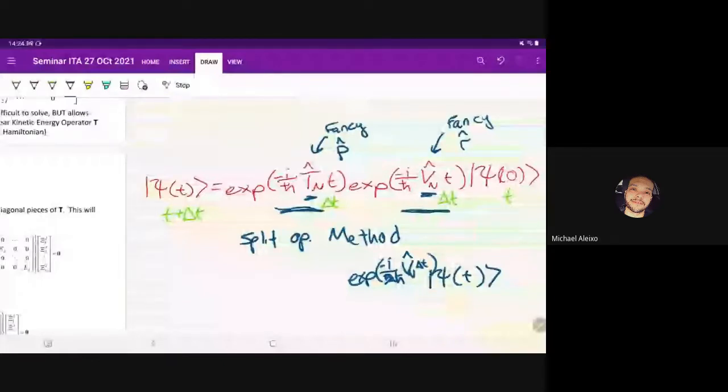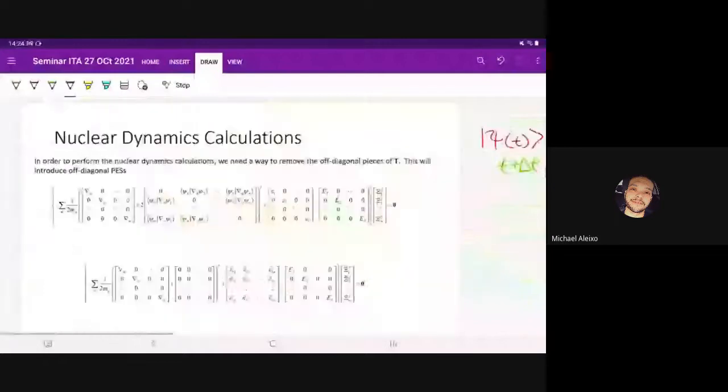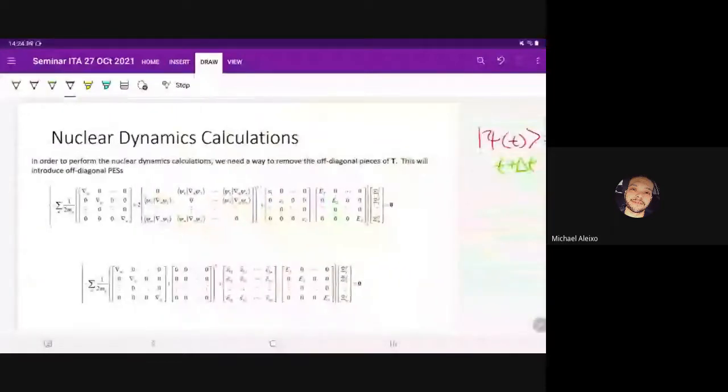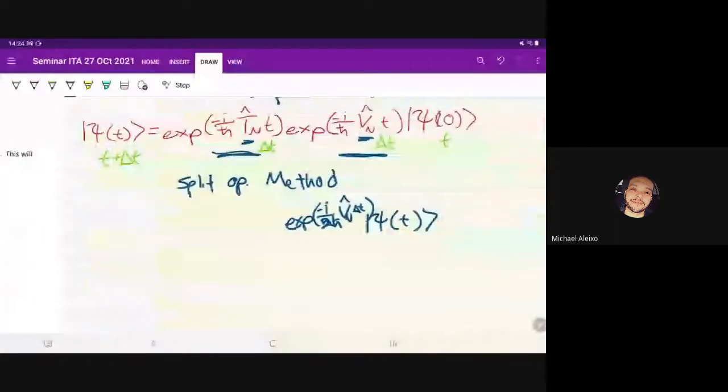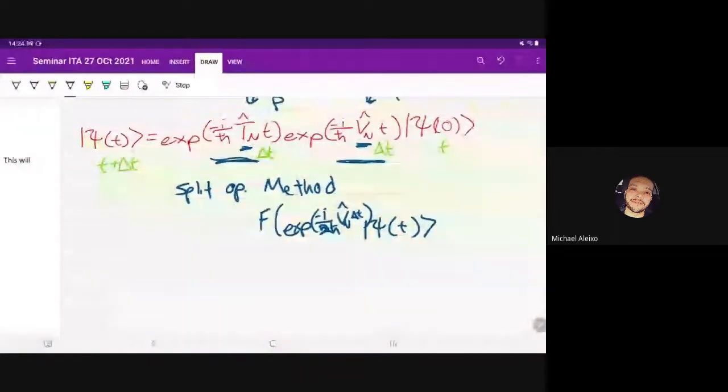Because if we start in the position representation, and if we look back here, if we start here in what looks like the adiabatic matrix where we're completely diagonal, hey, that's good because we can exponentiate that. What we then do is we take a Fourier transform of this and put it into momentum space. We can then take the kinetic energy operator, and we're going to do the whole kinetic energy operator and multiply it.